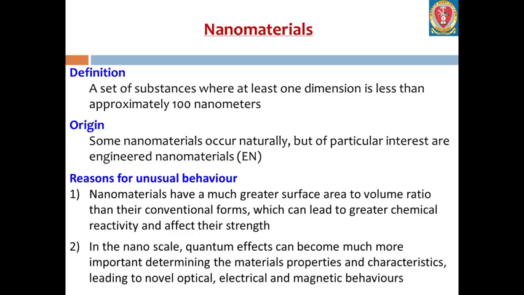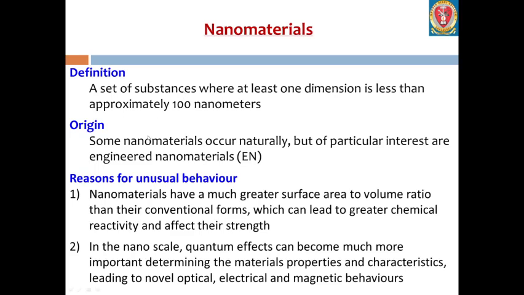A nanomaterial. Nanomaterial means a set of substance where at least one dimension is less than approximately 100 nanometer. For example, if you have a tube-like structure, the tube has more length and it may not be in 1 to 100 nanometer, but its diameter will come in 1 to 100 nanometer, and that material is called nanomaterial. Because in that diameter itself, it will be able to show different properties than the bulk material.